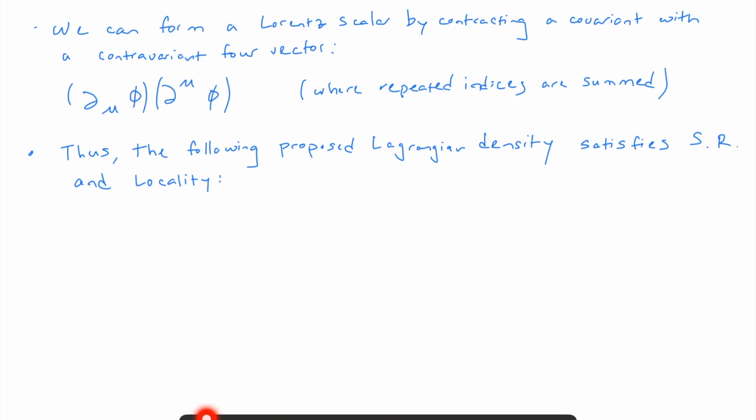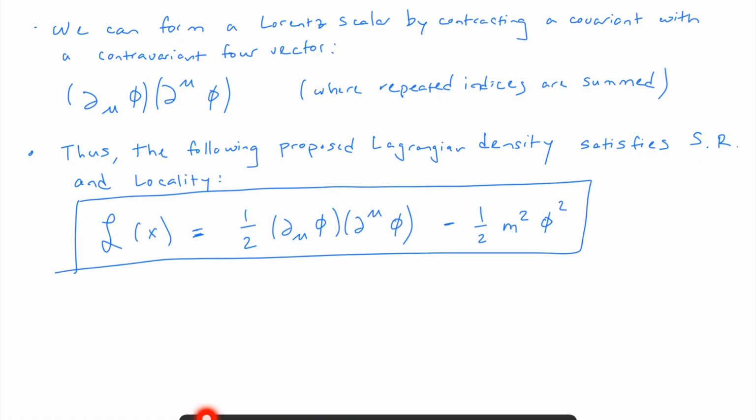If we just do what we just did, the following proposed Lagrangian density will satisfy special relativity and locality. I added a factor of 1/2, but this is very simple. I just say that the Lagrangian density at any given space-time point is equal to 1/2 times this value, which is a covariant four vector derived by taking d mu of phi, multiplied by its contravariant part, subtracted from this Lorentz scalar, m squared phi squared. This whole thing will be a Lorentz scalar. Very simple.